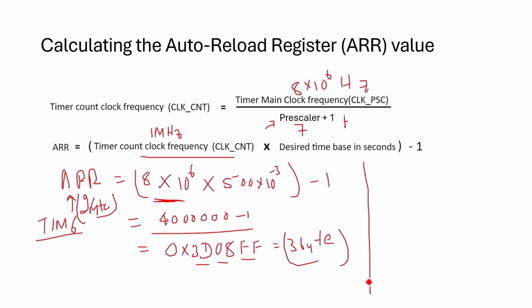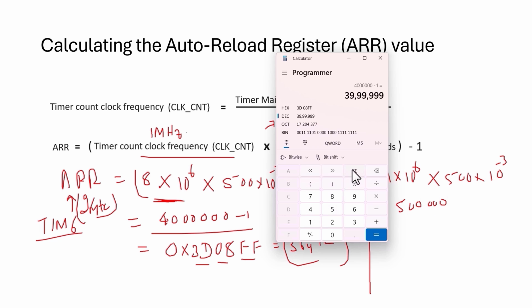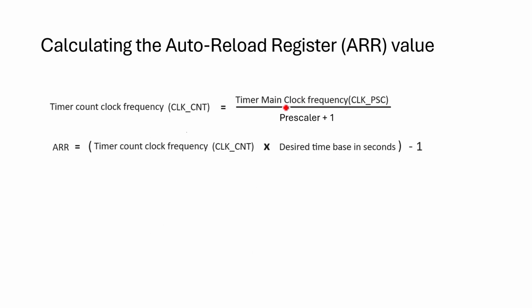Now let's recalculate the ARR value. 1 megahertz, 1 into 10 to the power 6, multiplied by 500 into 10 to the power minus 3. That turns out to be 500,000. Now let's calculate minus 1. Again, that turns out to be a number which is greater than 2 bytes. Hence, we cannot use these values. Now let's try another configuration.